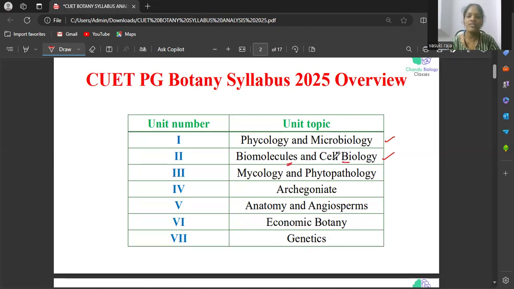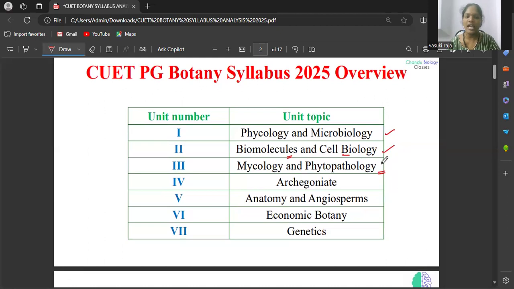In cell biology, we have to study what a cell is, what the cellular organelles are, and what function each organelle performs. We also study cell signaling, how cells communicate with each other, and we end with apoptosis. Everything will be dealt with under cell biology. Unit 3 is related to mycology and phytopathology. Mycology is related to fungi, and phytopathology is related to plant diseases. Everything will be clearly explained in the class regarding this topic.